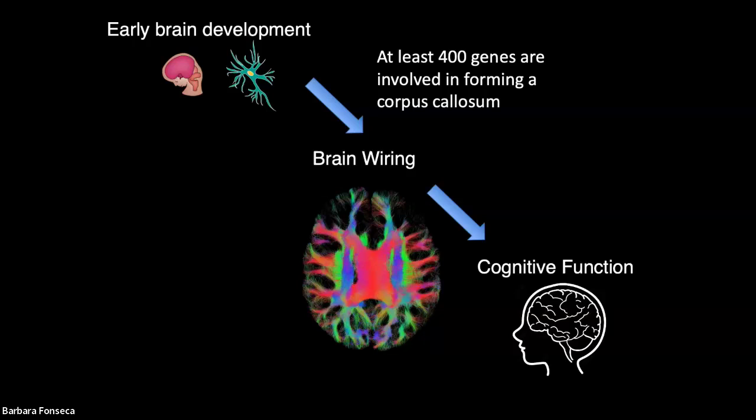All right. So at least 400 genes are involved in forming a corpus callosum. Both Elliot and I work on early brain development. Before birth, the corpus callosum forms between 12 and 20 weeks of gestation. And we're interested in those brain developmental events that set up the wiring of the brain and how that affects cognitive function.